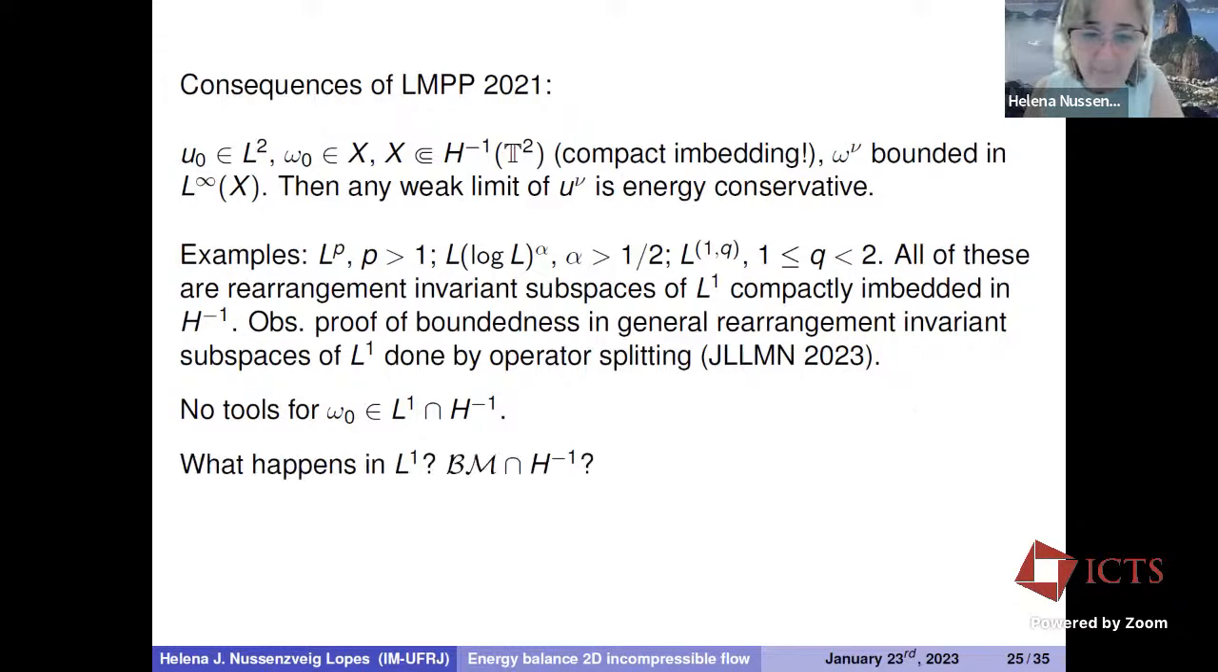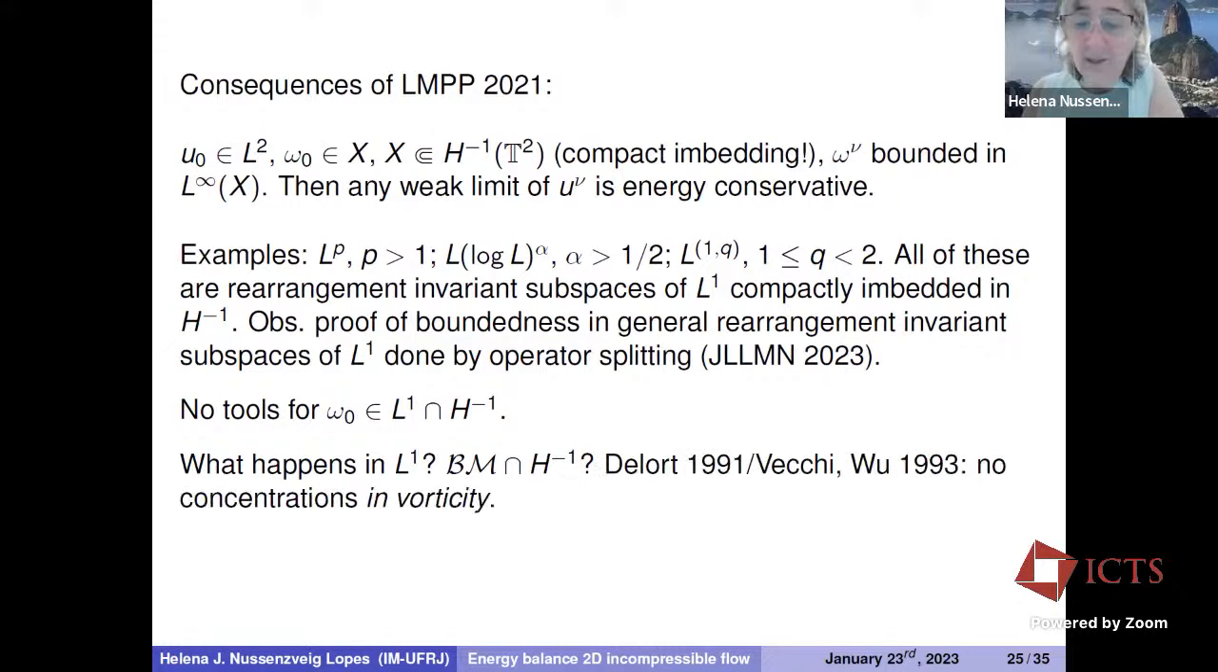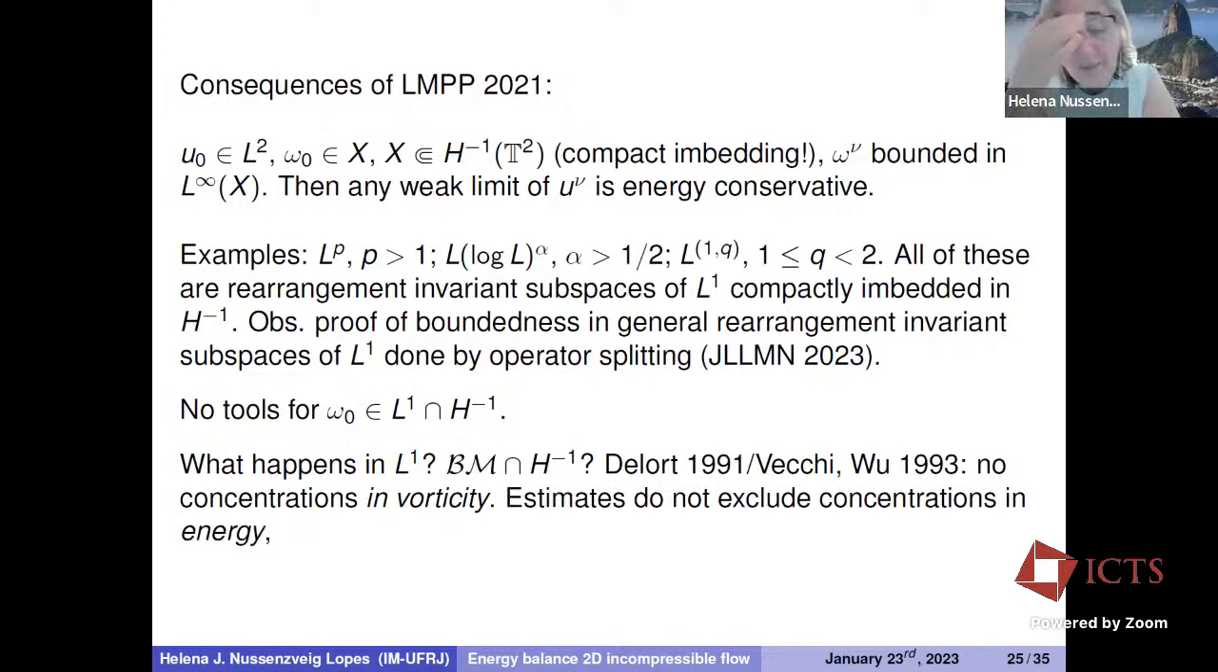What happens in L^1? Or in the space of bounded measures, for vortex sheets, bounded measures intersect H^-1. Jean-Marc Delort in 1991, and then subsequently Vecchi-Wu, improved this with the L^1 case in 1993. They proved that we have no concentrations in vorticity. However, the estimates available cannot exclude concentrations in energy, or in other words, an energy defect. So it is possible. Okay, so that's where we have to look for anomalous dissipation in 2D.